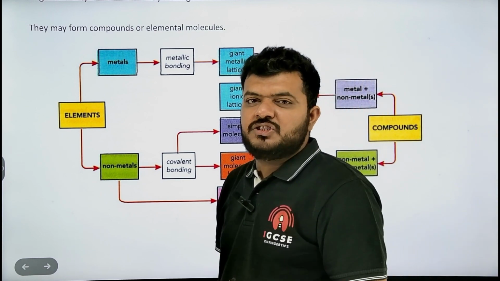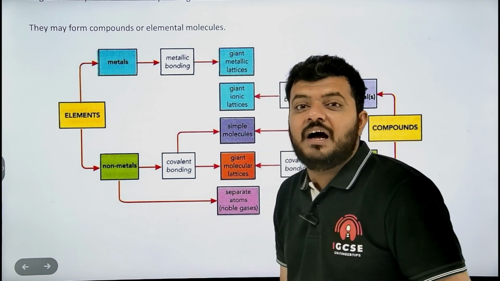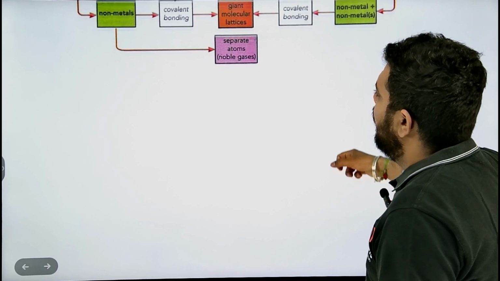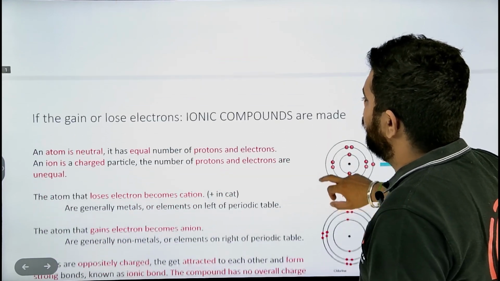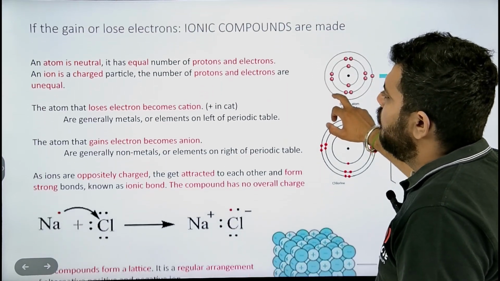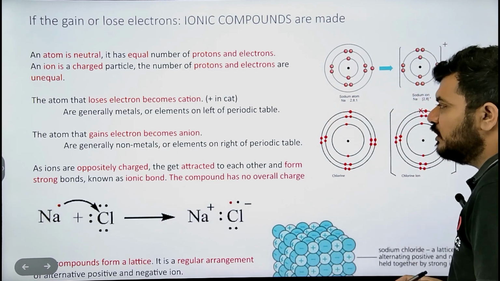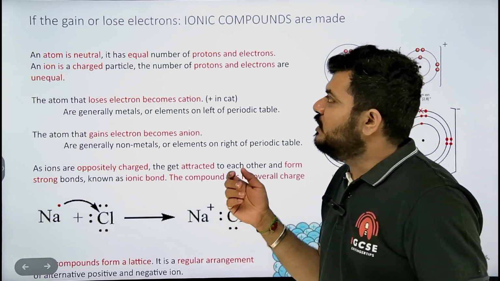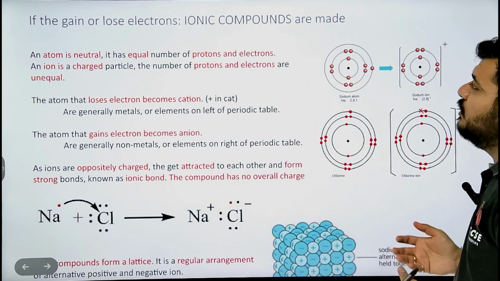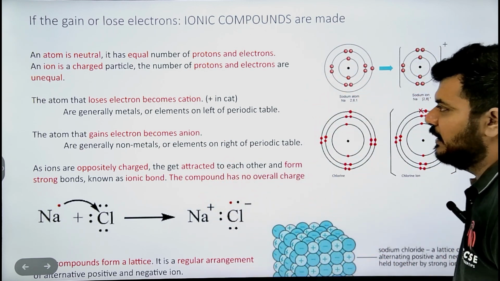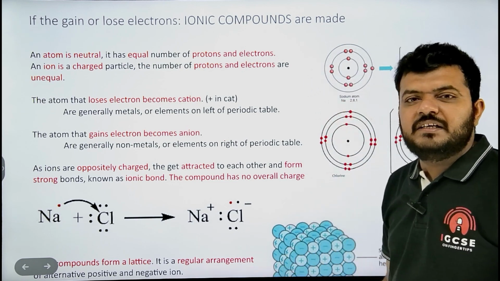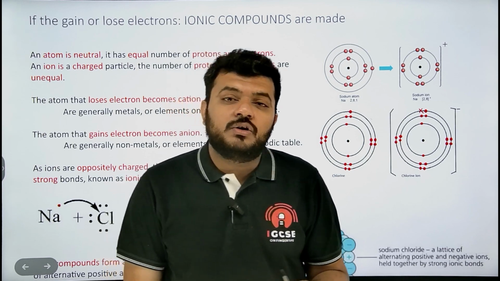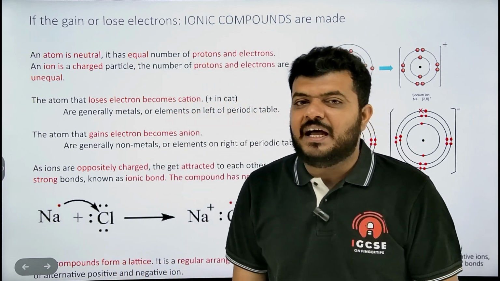We will look at structures in this class. We will look at how they form the molecules, and we will look at what happens when they form these molecules. Now, as I have already told you, they may gain, lose or share electrons. So if they gain or lose electrons, ionic compounds are made. Now an atom is ideally neutral. This neutral atom, if it gains or loses an electron, forms an ion.